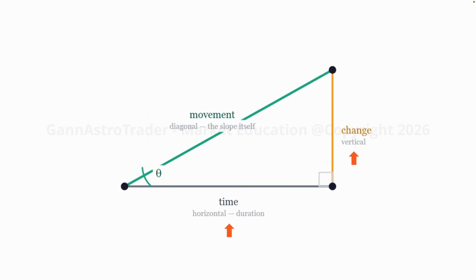Once slope is formed, it naturally creates a triangle. The vertical side represents change, the horizontal side represents time, and the diagonal connects both. This triangle is not drawn artificially. It emerges directly from movement.